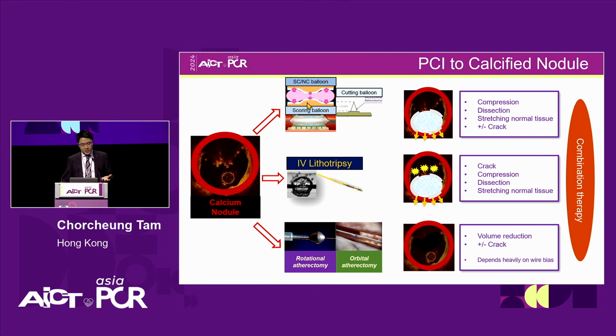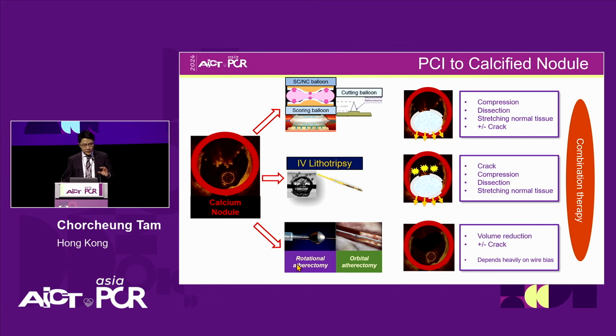For example, some can use balloon or cutting balloon. For balloon, the effect is mainly by compression, dissection along the edge, and stretching the normal tissue. But for IVL, it's better because, as the previous speaker has mentioned, it can generate very high stress by a different mechanism, so that it may create cracks, right? Also, at the same time, it creates some nodule compression, dissection and stretching of normal tissue.